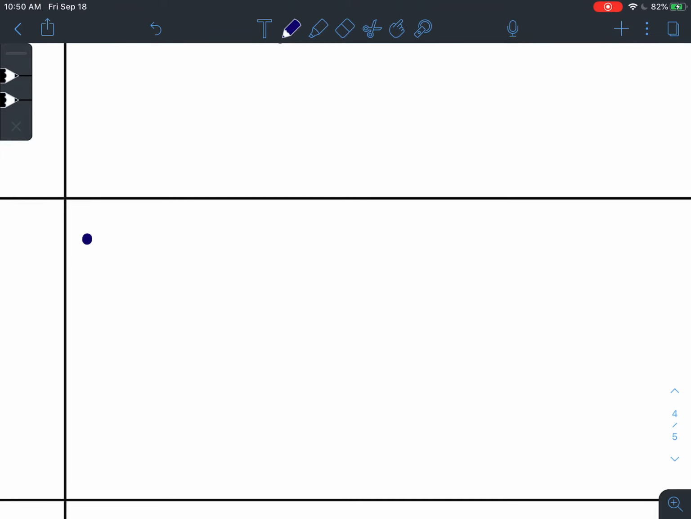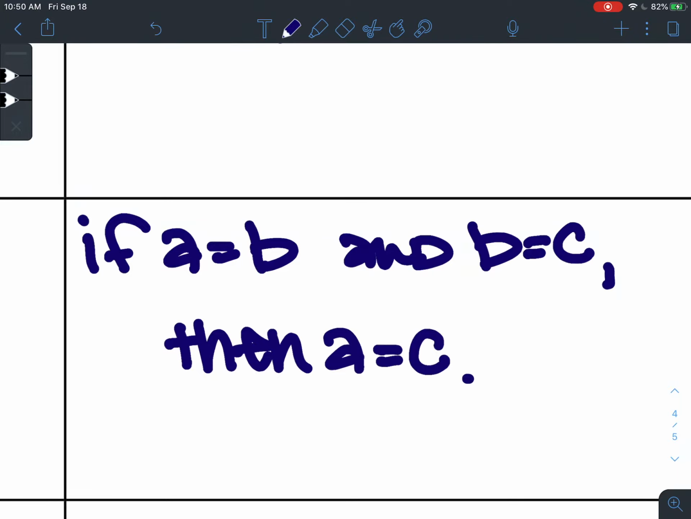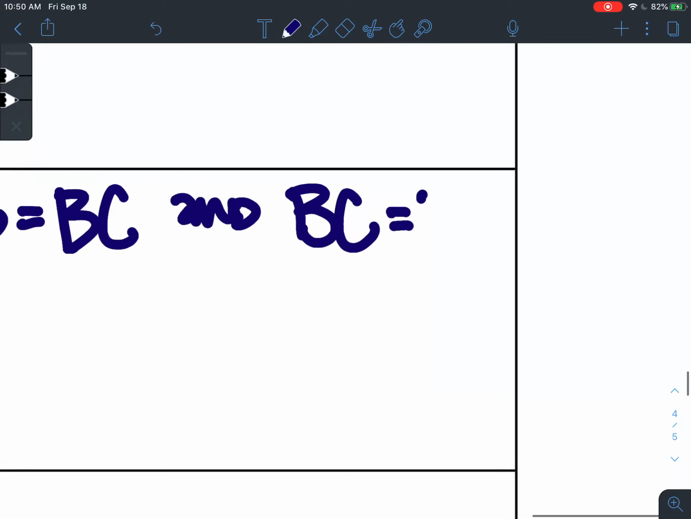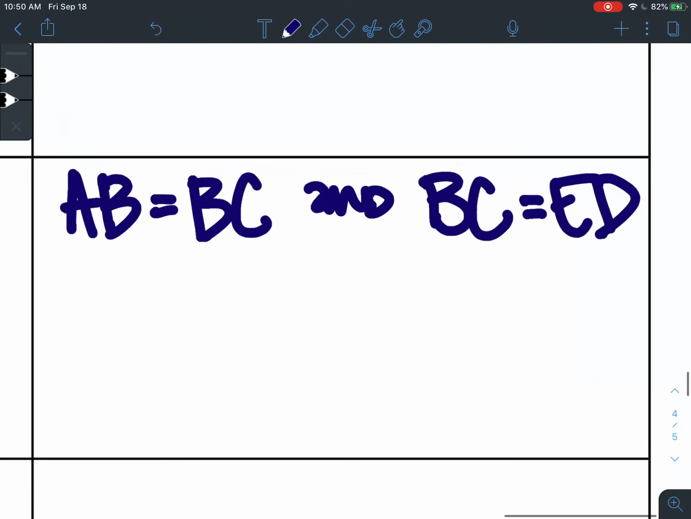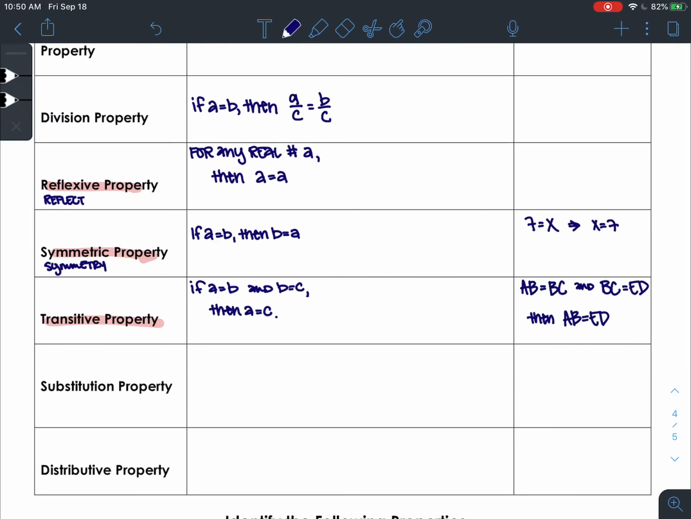Now, the transitive property says if A equals B and B equals C, then A equals C. So let me give you a geometric example. So let's say that the length of AB is equal to the length of BC. But then you also have BC is equal to ED. What's our conclusion? Well, then we can get rid of those BCs and just say AB is equal to ED.